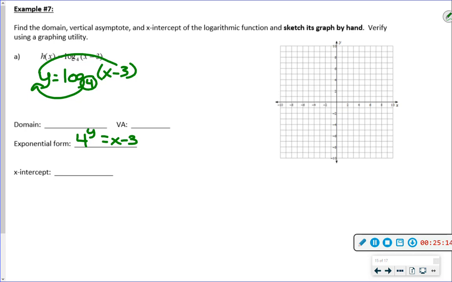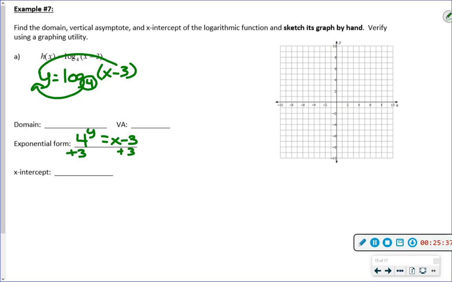Now I wish I would have left a longer blank for this one. I'm going to do one more thing to it before I start making my t-chart and getting some values for it. Again, we're used to when we graph y equals, but I want to make this equation x equals. So the last thing I'm going to do really quick, I'm going to add 3 over.